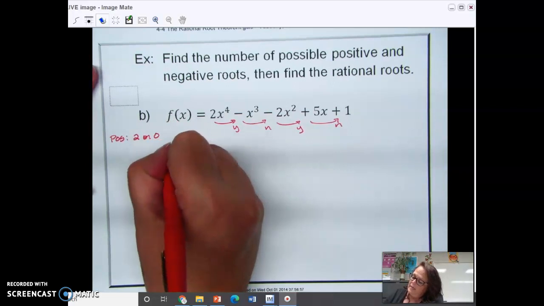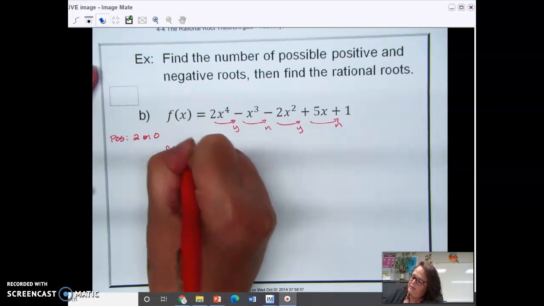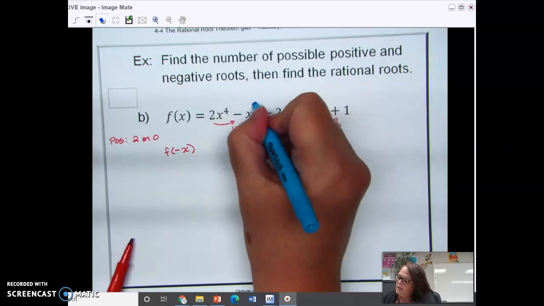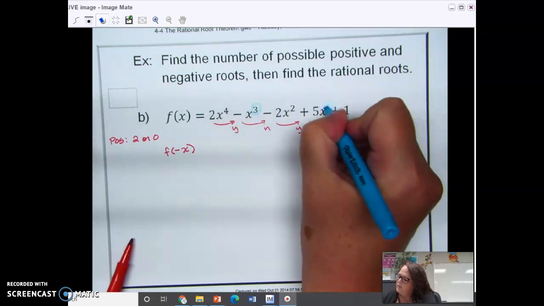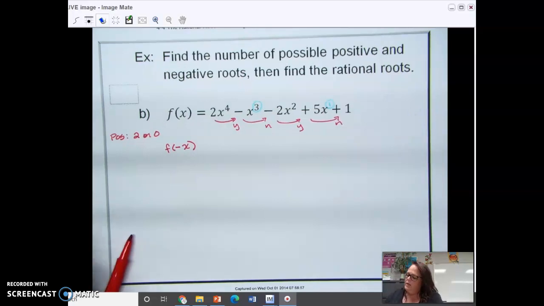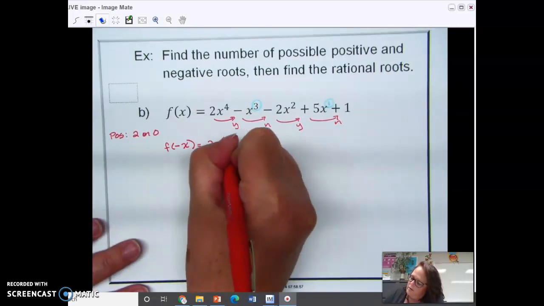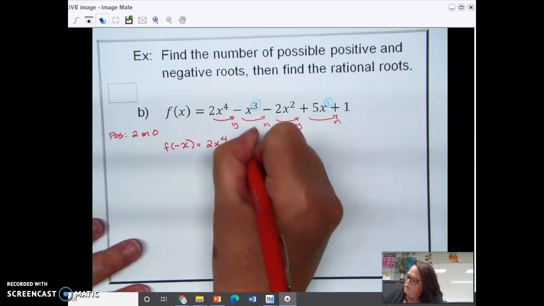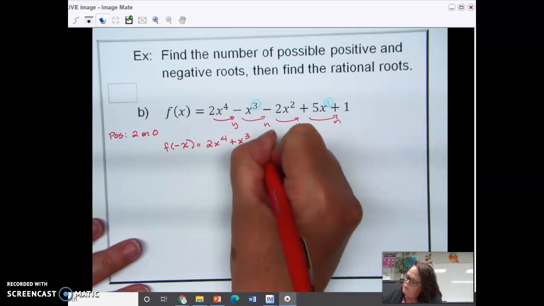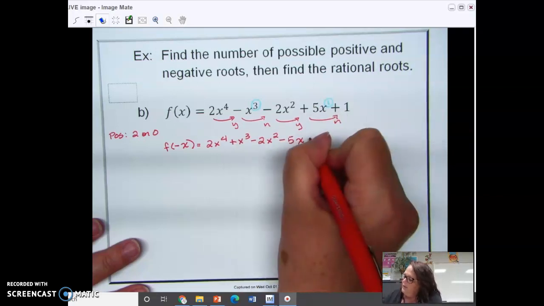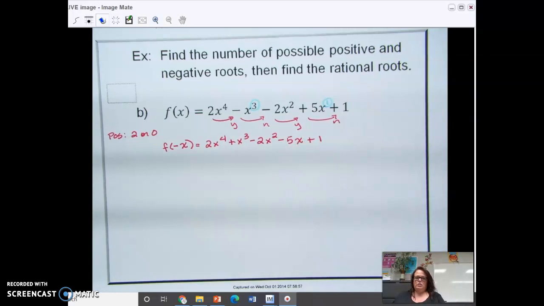Then if I check for negatives, I've got to substitute negative x. So we said the quick way to do that was to just change the sign of all the odd exponents. So that means that we now have still positive 2x to the 4th, then positive x cubed, then negative 2x squared, then negative 5x, and then positive 1. So we just changed the sign of anything with an odd exponent.